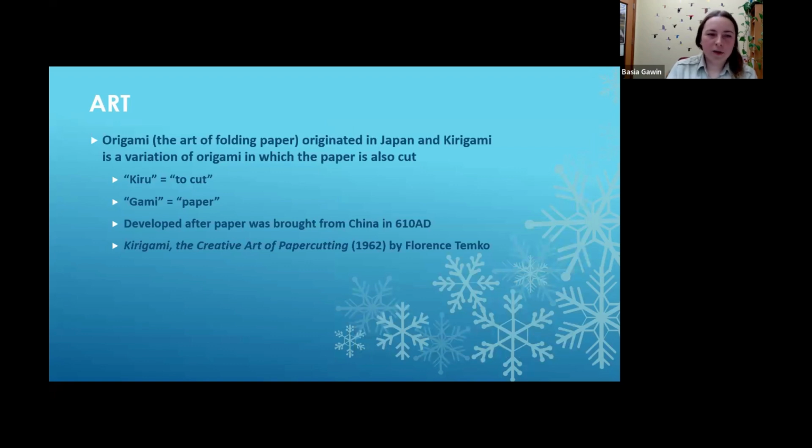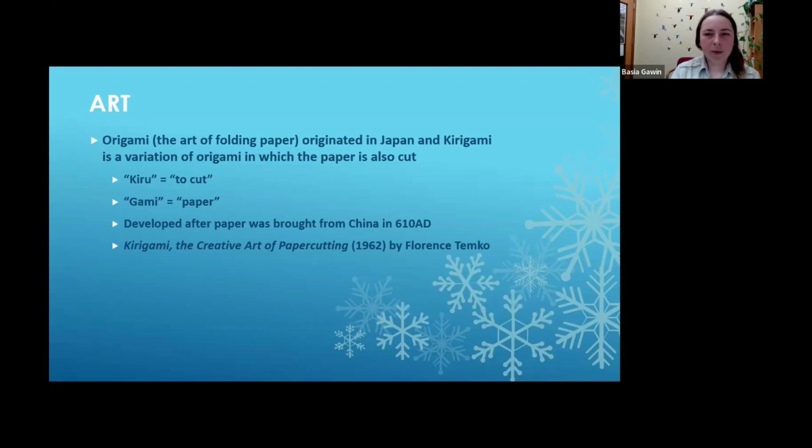If we go over to Japan, a lot of people are familiar with origami, the art of folding paper that originated in Japan and has been brought all over the world. But there's also a less known one called kirigami, which is origami plus the paper is cut. And it was developed after paper made its way from China to farther areas.